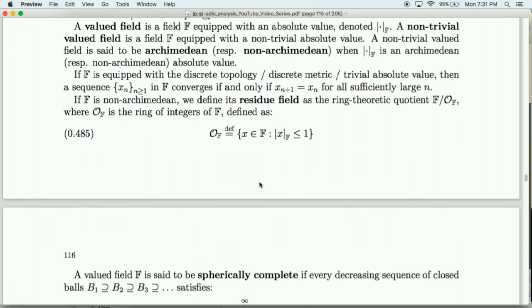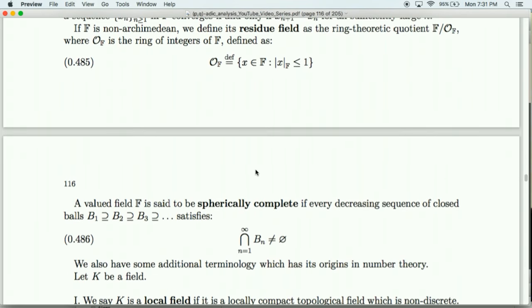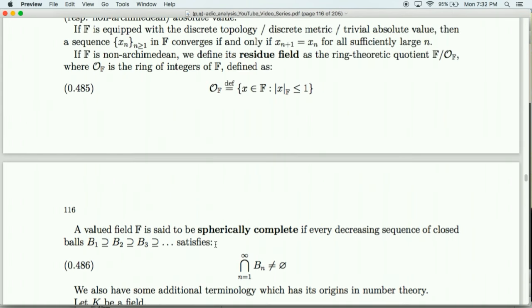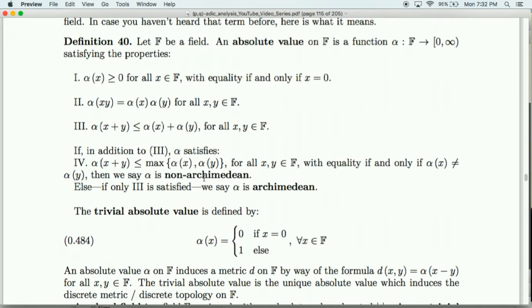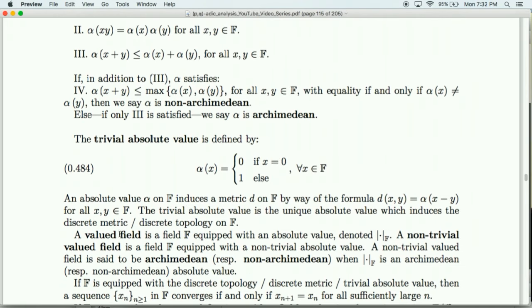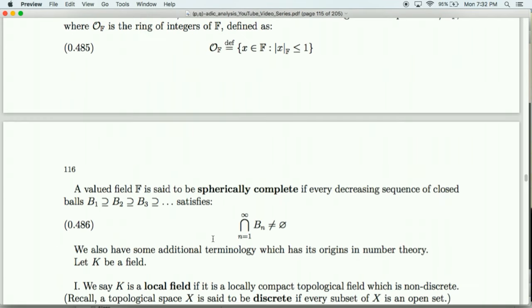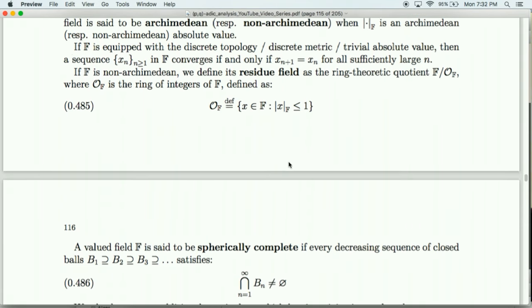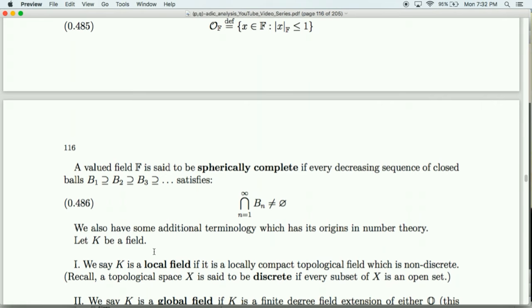And a valued field is said to be spherically complete if every decreasing sequence of closed balls has a non-empty intersection. The most important thing is knowing what an absolute value is, and knowing whether it's Archimedean or non-Archimedean, and just remembering that the residue field exists as a thing. When we are working over the p-adics, the residue field is F_p, the finite field with p elements. So we also have some number theory terminology.